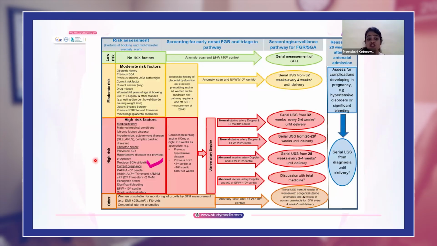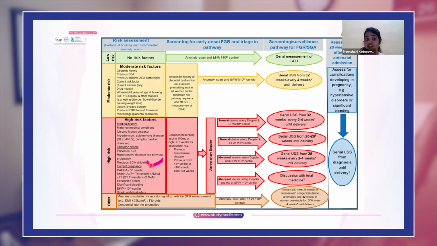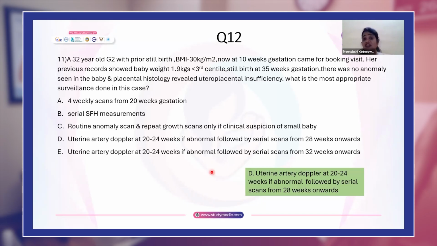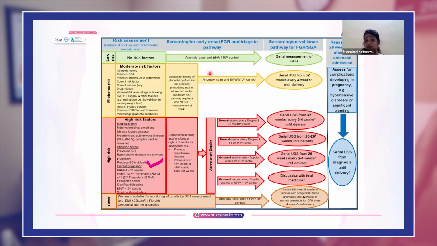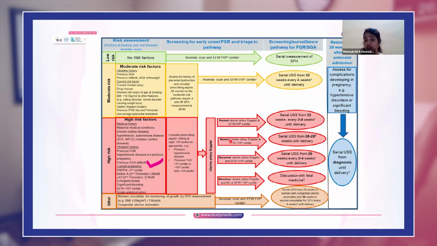As you can see in this chart, she has a previous stillbirth and the baby was 1.9 kilos, which is a previous small baby. You would prescribe aspirin if she had some hypertensive disorder, and then you would do the uterine artery Doppler. Here it is actually a baby less than the 3rd centile, a fetal growth restricted baby. Therefore, you have to consider giving aspirin in her case and do a uterine artery Doppler. If it is abnormal, then you have to scan from 28 weeks onwards.